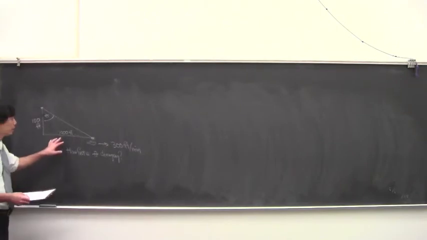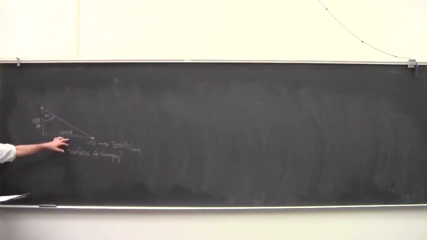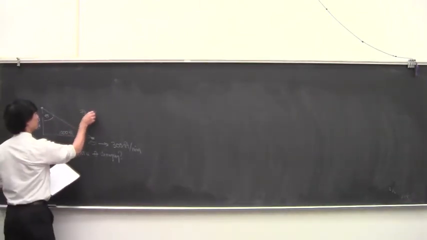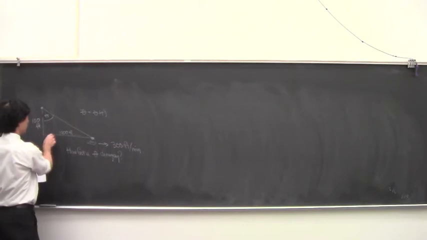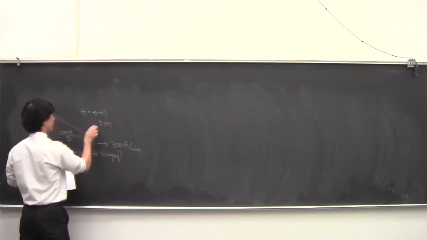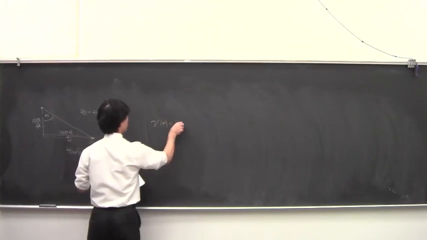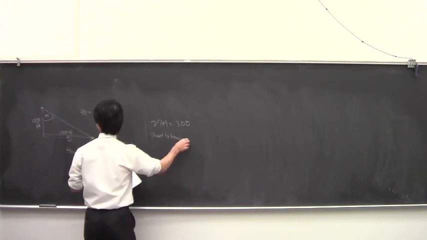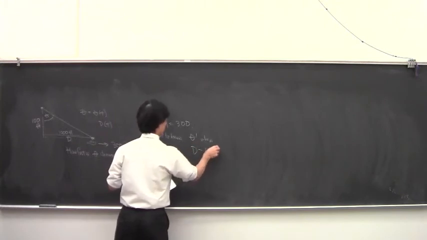Okay, so let's work this out together. Let's put some names on things. Theta, of course, is the angle, and theta is a function of time. We'll call the distance d, which is also a function of time. What you're given is that d prime is constant, and you want to know theta prime when d is 1,000.